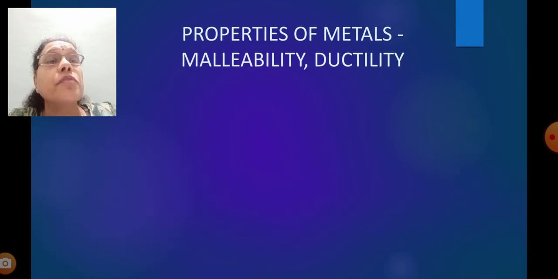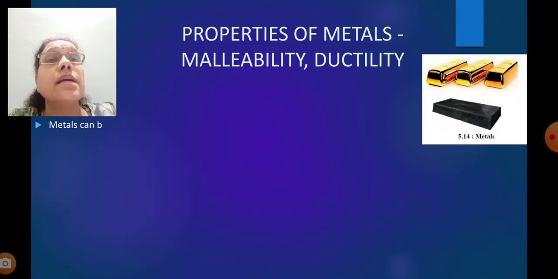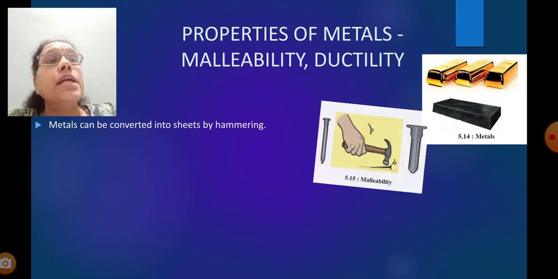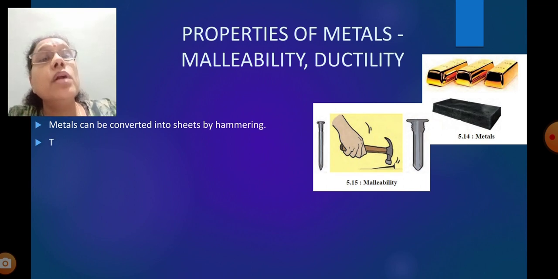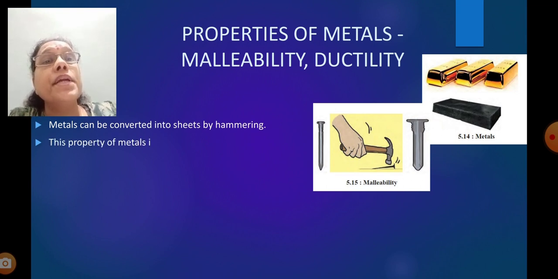Next is properties of metals: malleability and ductility. What do you mean by malleable and ductile? Metals can be converted into sheets by hammering. Metals are very, very hard, so if you use your hands or some other substance, metals will stay like that only. With the help of another big thing, a hammer mostly, we can make them into small, small sheets. This property of metals is called malleability.